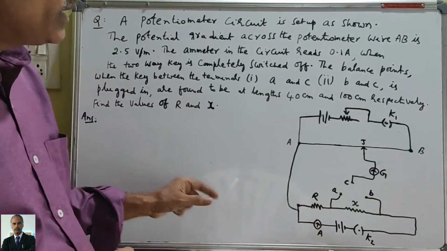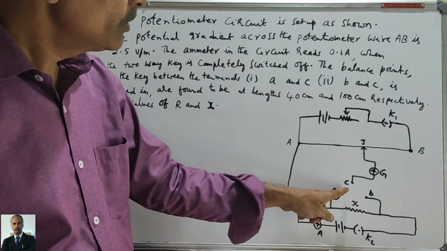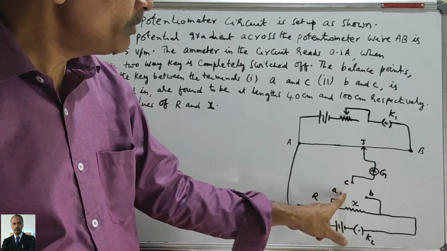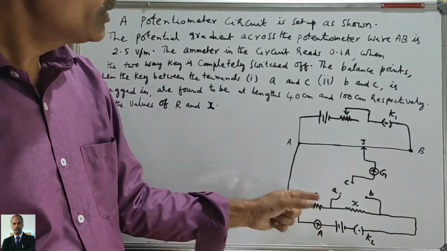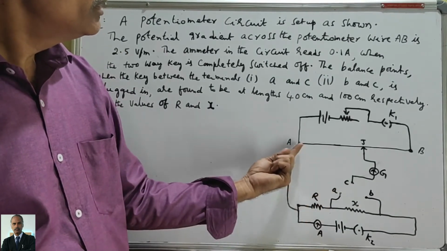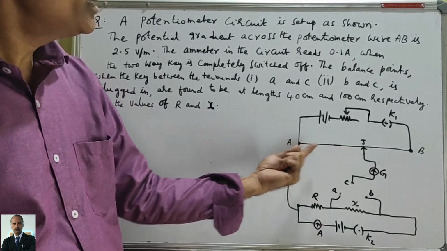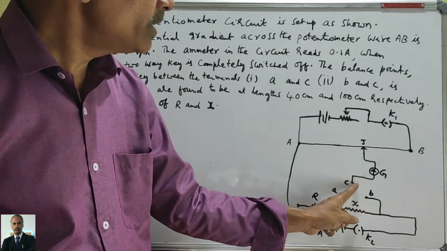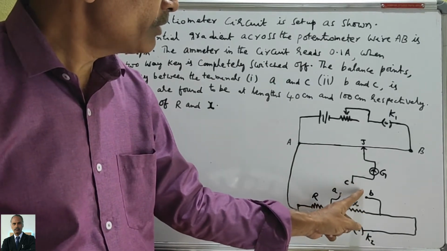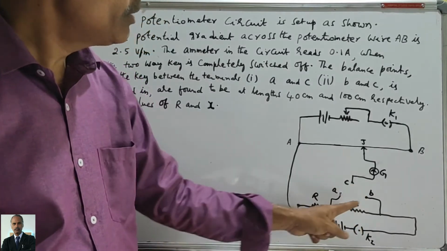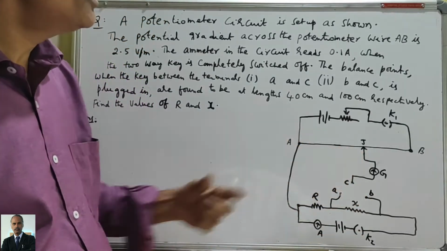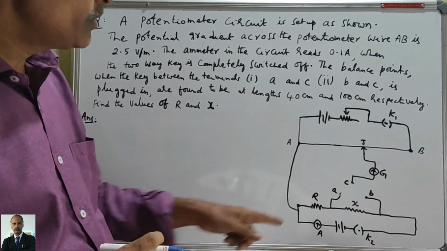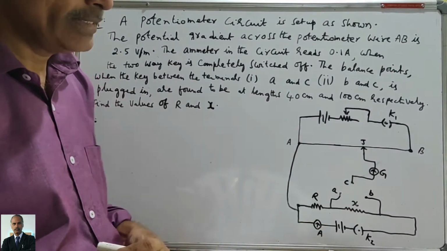And also it is given that when we put the plug between A and C, the balancing length is 40 centimeter. And when we put the plug between B and C, the balancing length is 100 centimeter. So now you have to find out what are the values of R and X.